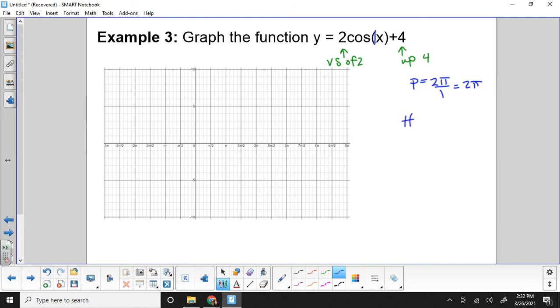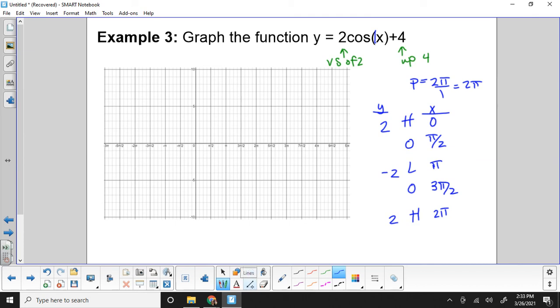That means I can create my acronym, high, 0, low, 0, high. And I can place in my x values based on the period, which is 2 pi. So I start at 0, I end at 2 pi. Halfway in between is pi. Half of pi is pi over 2. So 1/2, 2/2, 3/2, 4/2 reduces to 2 pi. For my highs and lows, I'm going to have it be at 2 and -2. Remember, the 0 is just 0.